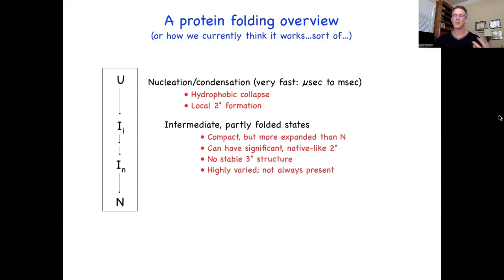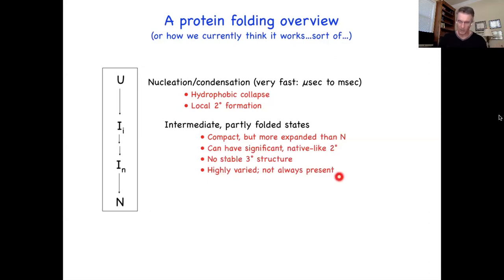Second, depending on the protein, it can populate intermediates, or so-called partially folded states. These are typically compact. They're usually, though, more expanded than the native state. They can have significant secondary-like structure. In some cases, almost all the secondary structure of a protein can be folded by the time you populate one of these folding intermediate states. But they generally have no stable tertiary structure. They're almost always still significantly hydrated, much more so than the native state.